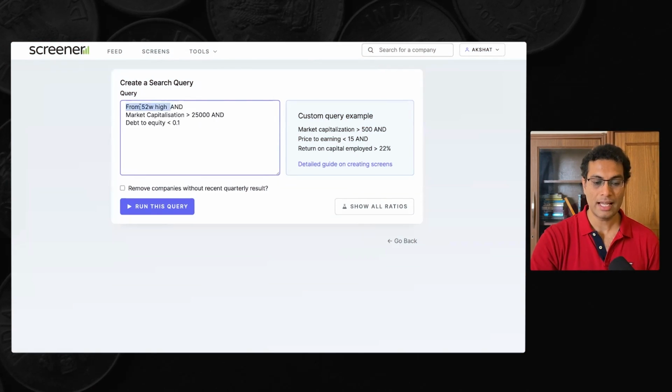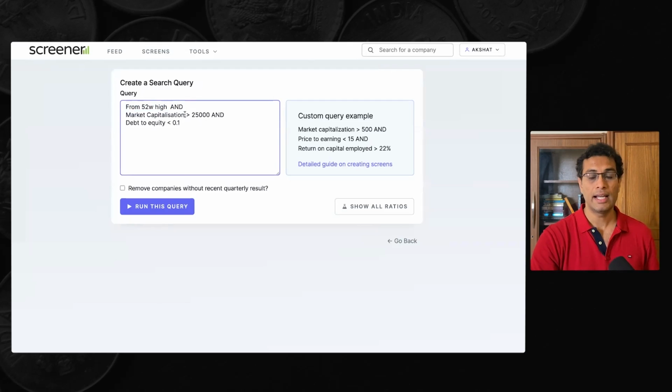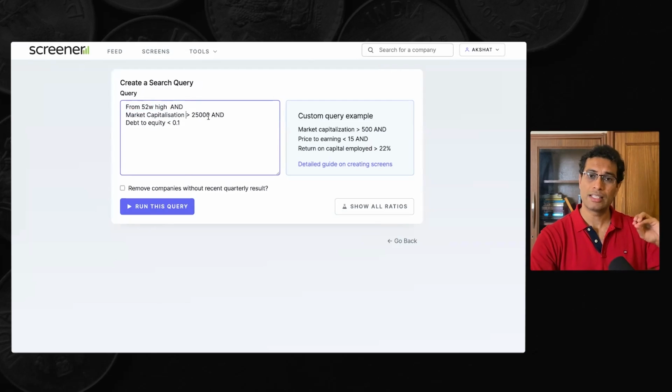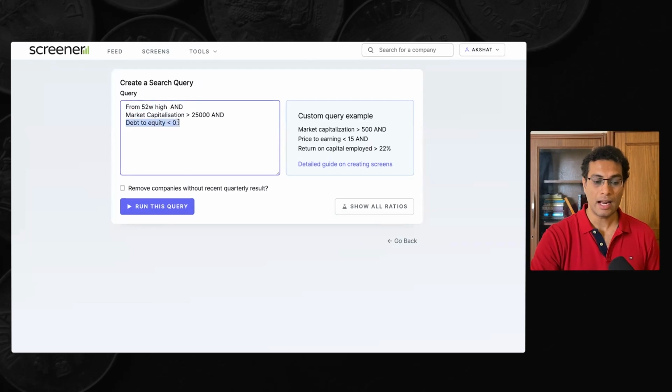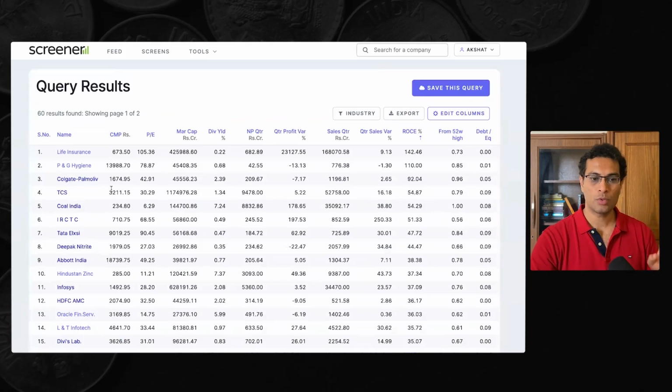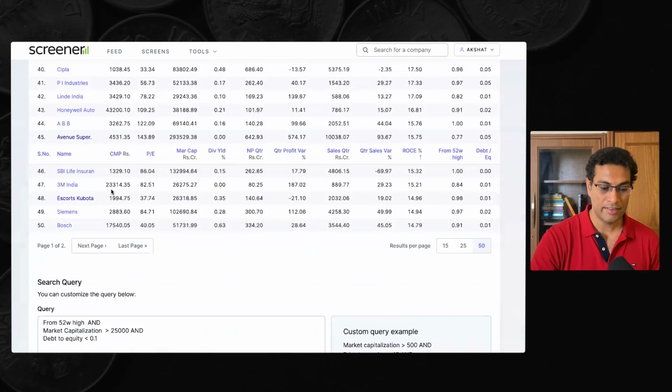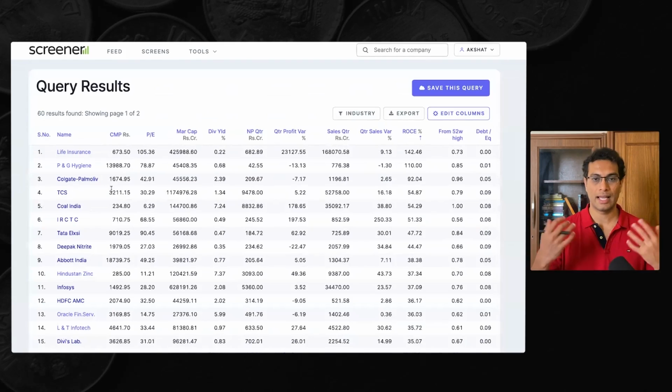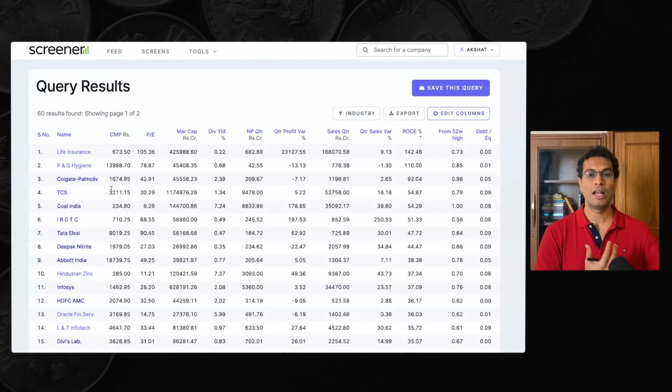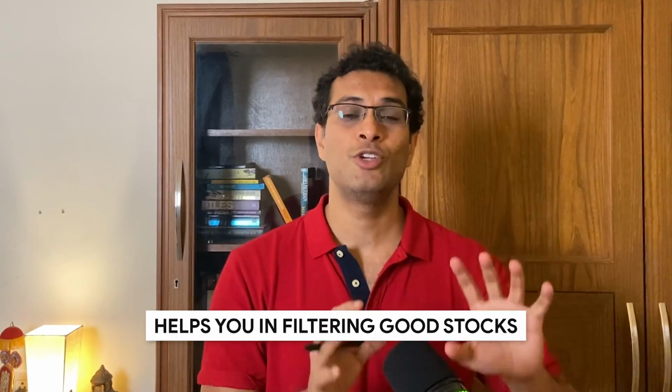So what this does is that this helps you find companies that are trading at almost their 52 weeks high. Second, it helps you identify companies where the market cap is more than 25,000 crore. So these are fairly big companies and these are low debt companies. So if you run this query, you will at least get 60-70 odd companies which you can go and scan through. This is not a perfect list. You will have to refine it further using many parameters, but at least this way you are not trading in some bad companies.